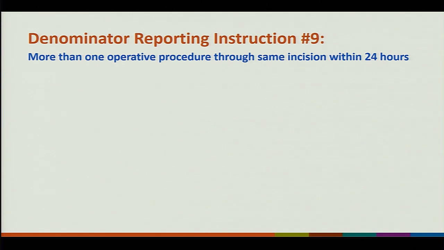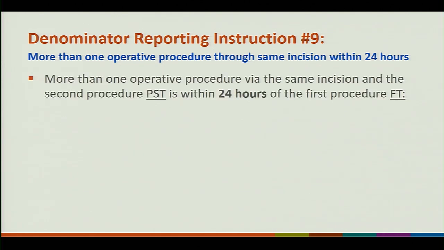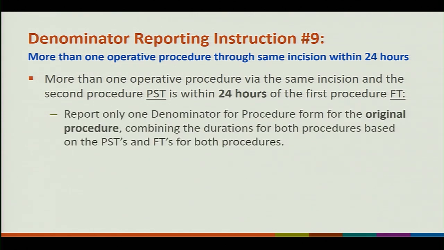Okay, so the next reporting instruction is a very popular one, and this is denominator reporting instruction number 9, and this addresses if more than one operative procedure is performed through the same incision within 24 hours. So if more than one operative procedure is performed through the same incision and the second procedure start time is within 24 hours of the first procedure finish time, you report only one denominator for procedure form for the original procedure. You combine the duration of both procedures based on the procedure start times and finish times for both procedures.